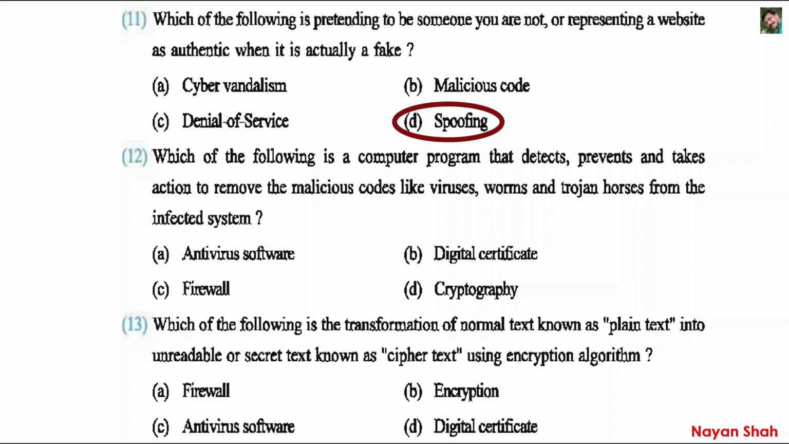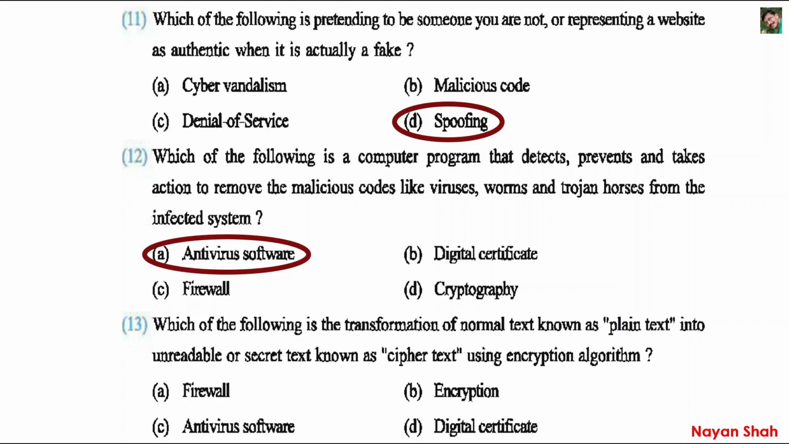Question number 12. Which of the following is a computer program that detects, prevents and takes action to remove the malicious code like viruses and worms and Trojan horses from the infected system? Though the question is very long, the answer is very easy, and that is antivirus software. You know that once you install antivirus software in your computer, it will protect you from different viruses, worms and Trojan horses. So that is antivirus software.